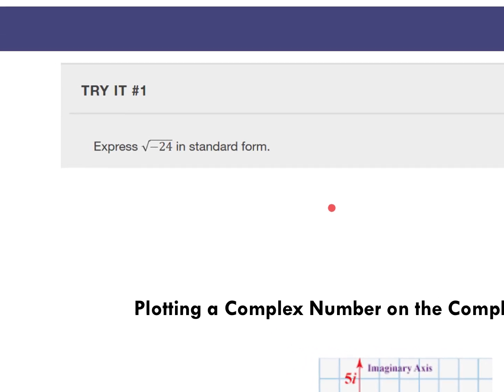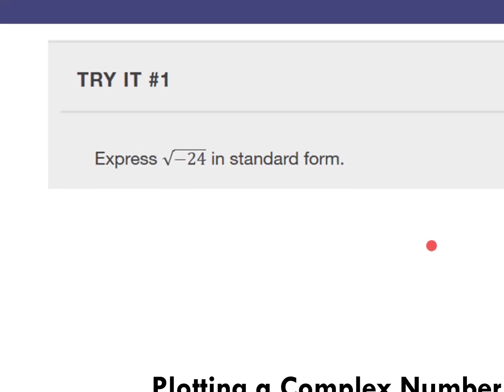Let's try this one. Oh, goodness gracious. I'm glad it's not the same one I've done. Express negative square root of negative 24 in standard form.